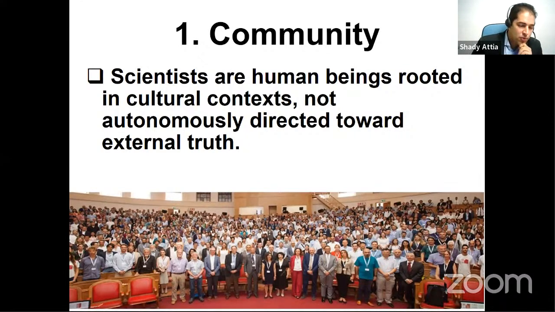I mean, you should not forget that scientists are human beings rooted in cultural context and not autonomously directed toward external truths. There is a certain subjectivity in communities. And what we try to do in scientific communities, conference communities, is to try to the maximum avoid bias and to try to be as objective as possible, so that the community adheres to integrity and good values that makes it a thriving community, and a community that can have an added value to the society.